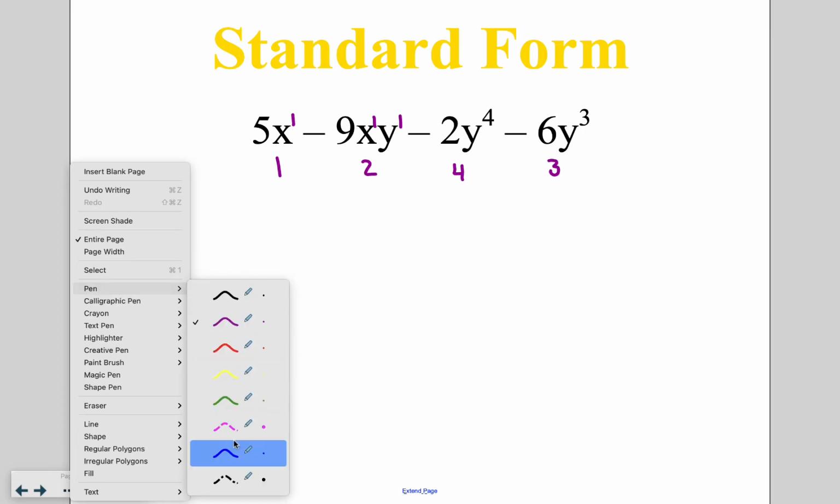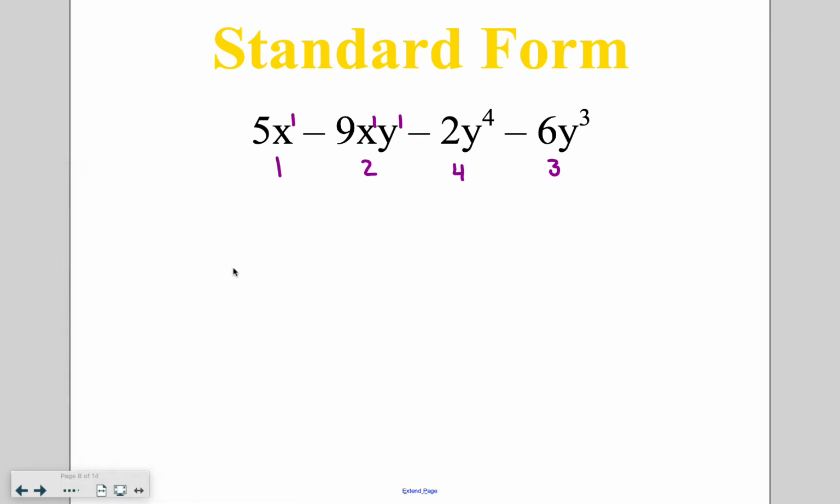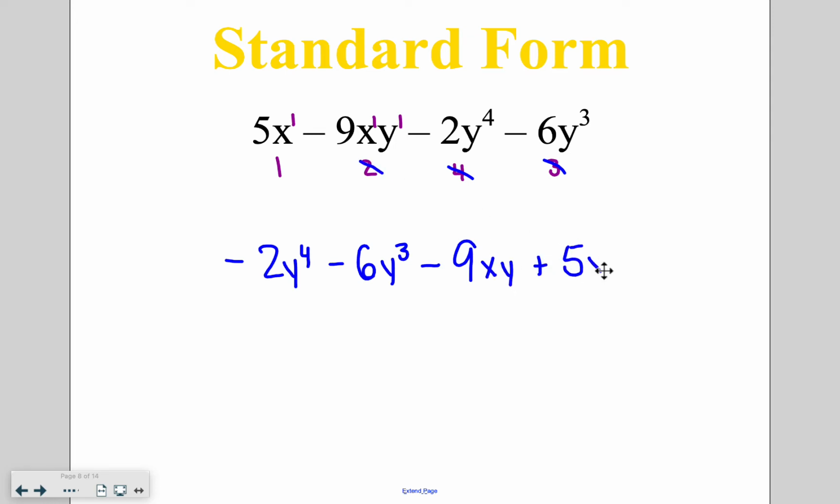So I need to put this in the order now from greatest to least. So my first term is going to be negative 2y to the 4th. Then after that, I've got negative 6y to the 3rd. Then I've got negative 9xy. And then I have positive 5x.